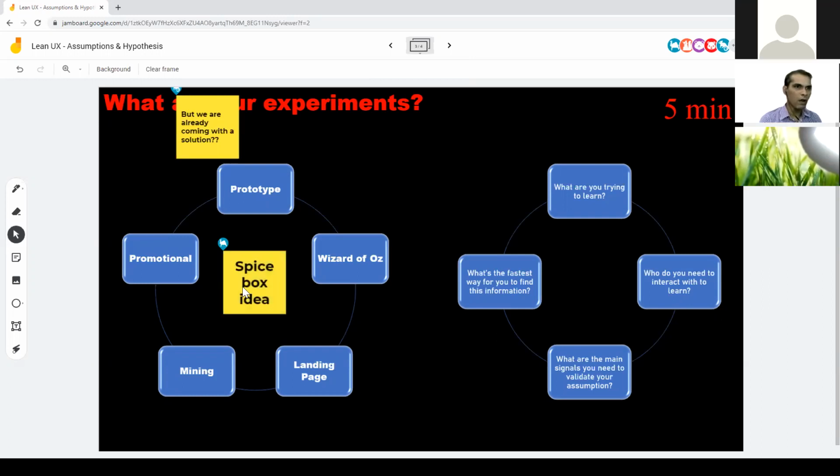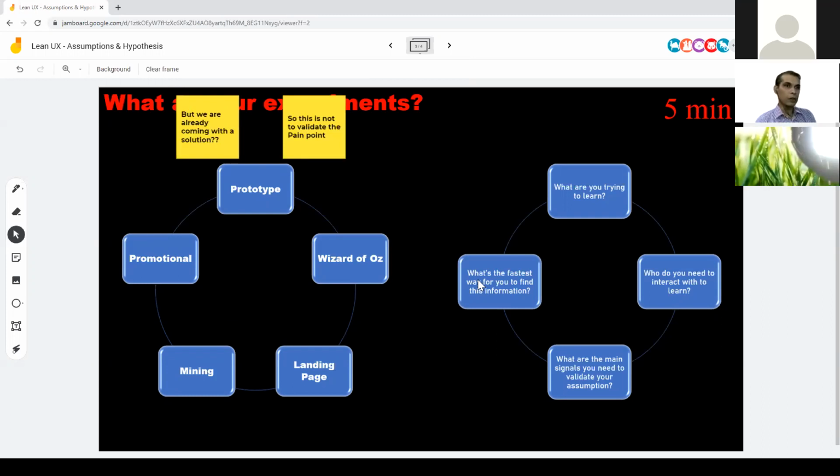Somebody mentioned, but we are already coming with a solution. No, this is your hypothesis. This is the experiment. You never know whether it will be working or not. So you may just discard that as a low fidelity prototype and throw it off.